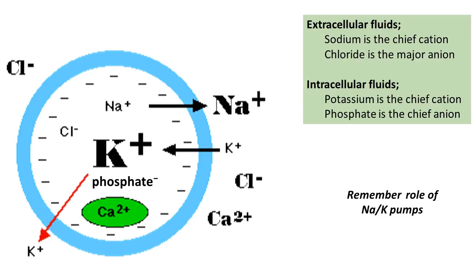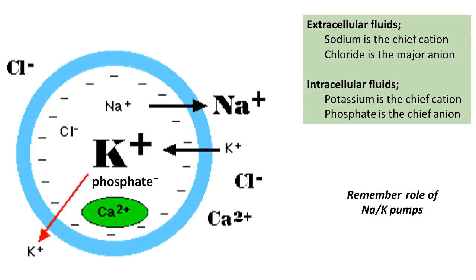If we look at the extracellular space or the extracellular compartment, the chief cation is sodium. We have much more sodium on the outside of the cell than on the inside. And the chief anion is chlorine. We have much more chlorine outside of the cell than we do on the inside of the cell.